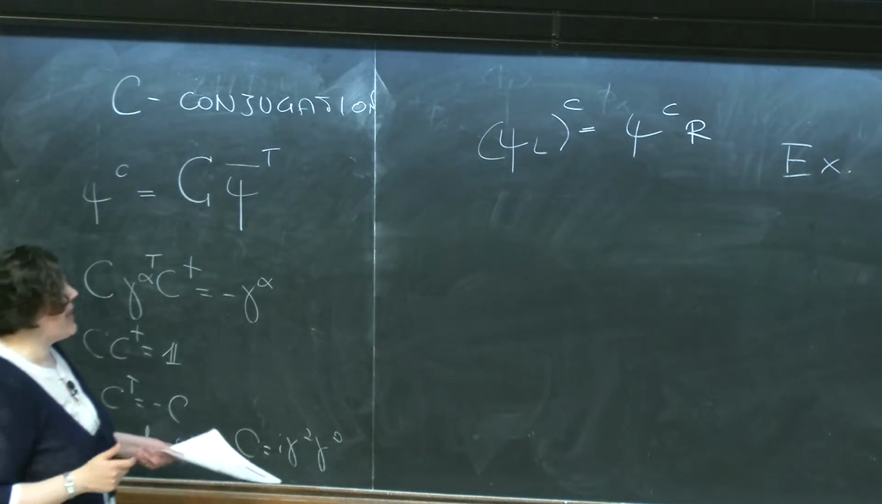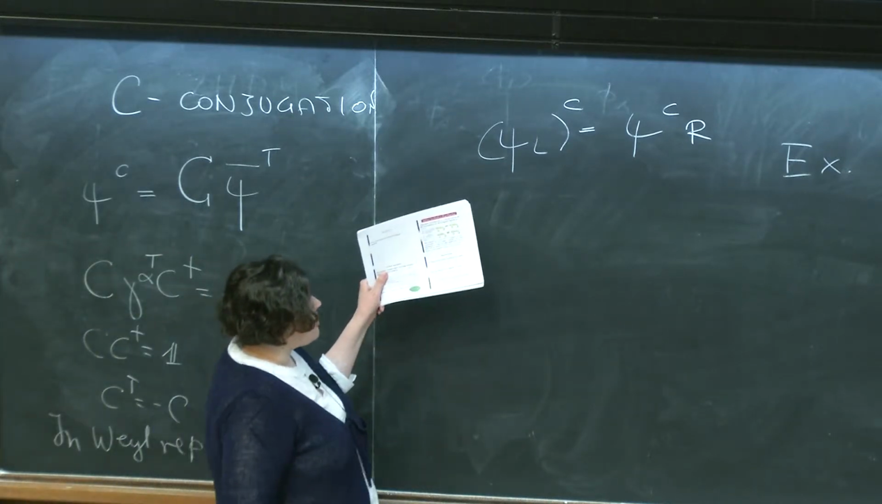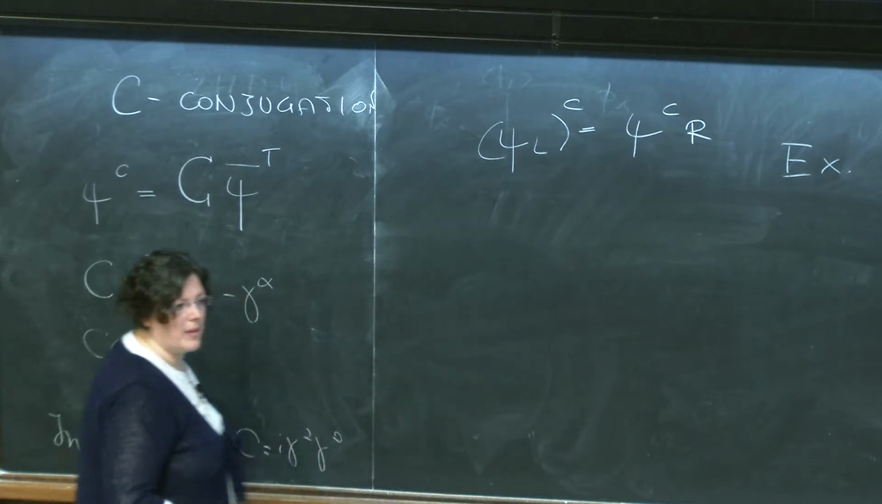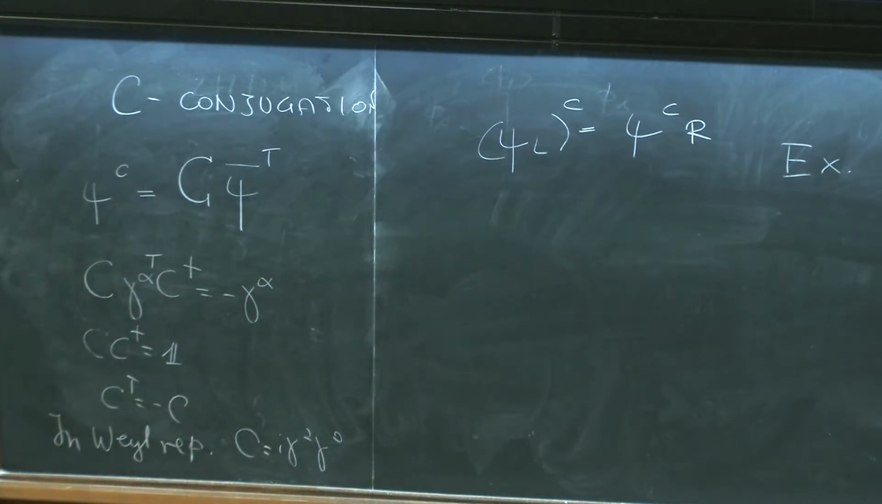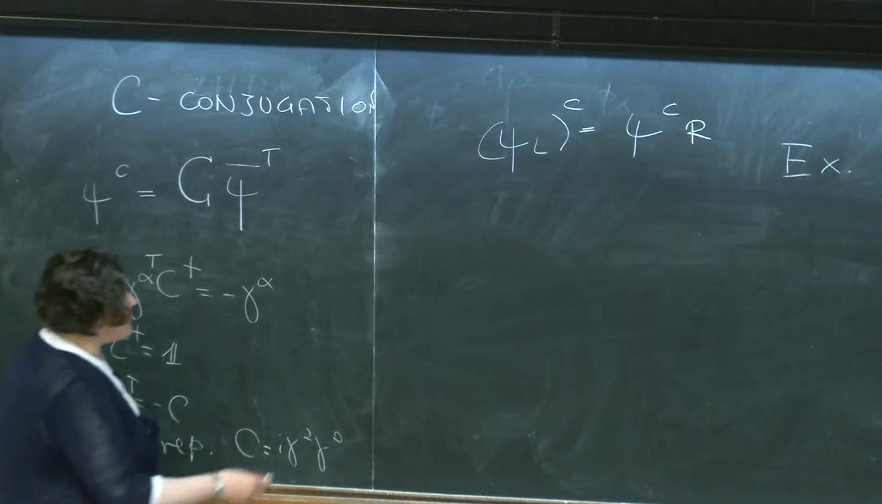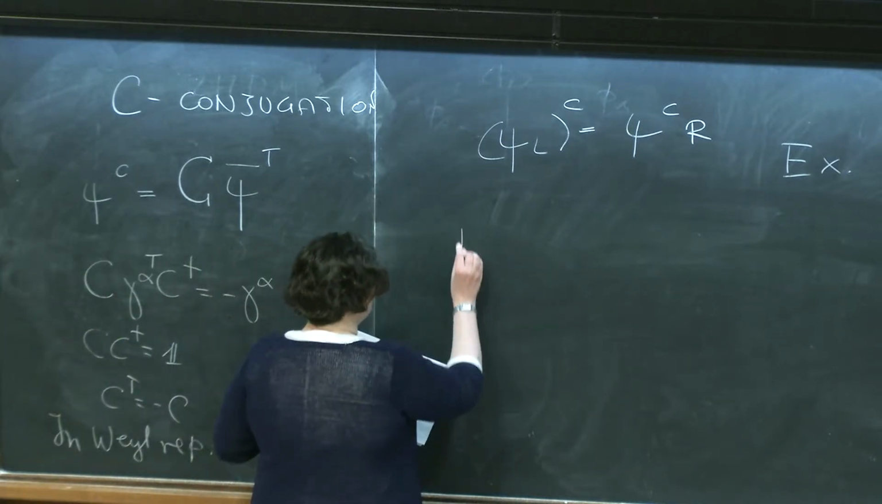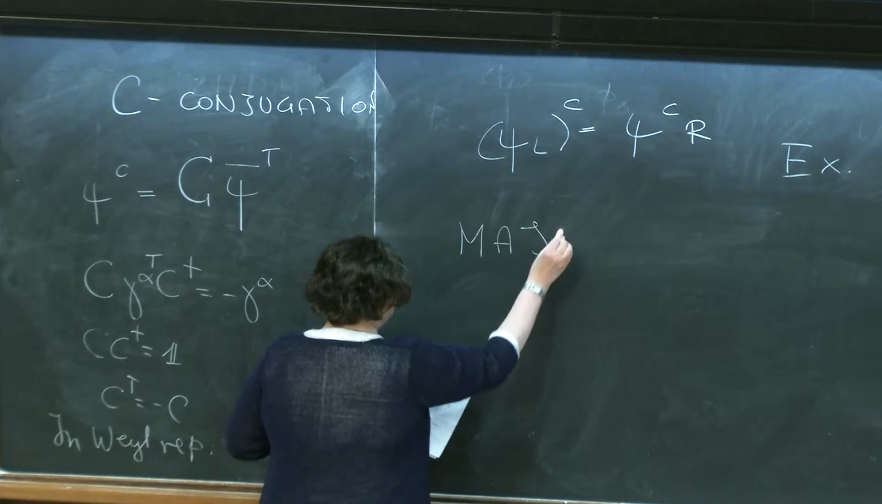But that's the easy way. What I suggest you do instead is to use the properties of the C matrix and do it independently of the representation. Then you can show this property here. Now, with this, we can introduce what a Majorana field is.